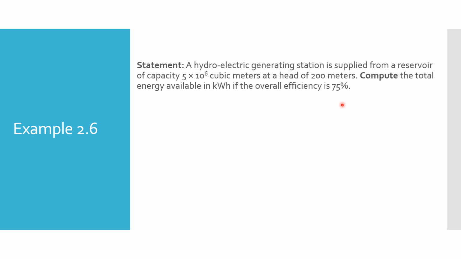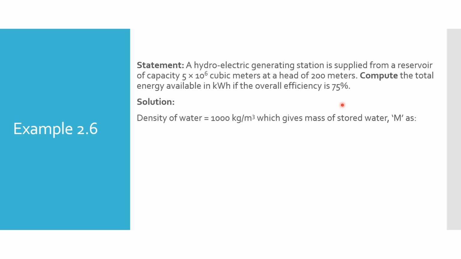In order to get the energy which is stored at this height of 200 meters, you have to use the formula mgh. In that formula, m is the mass, so you have to find the mass of this amount of water. The capacity of the reservoir is 5 × 10^6 cubic meters and the density of water is 1000 kilograms per cubic meter. So the mass of the water will be equal to the density multiplied by the volume of the water.